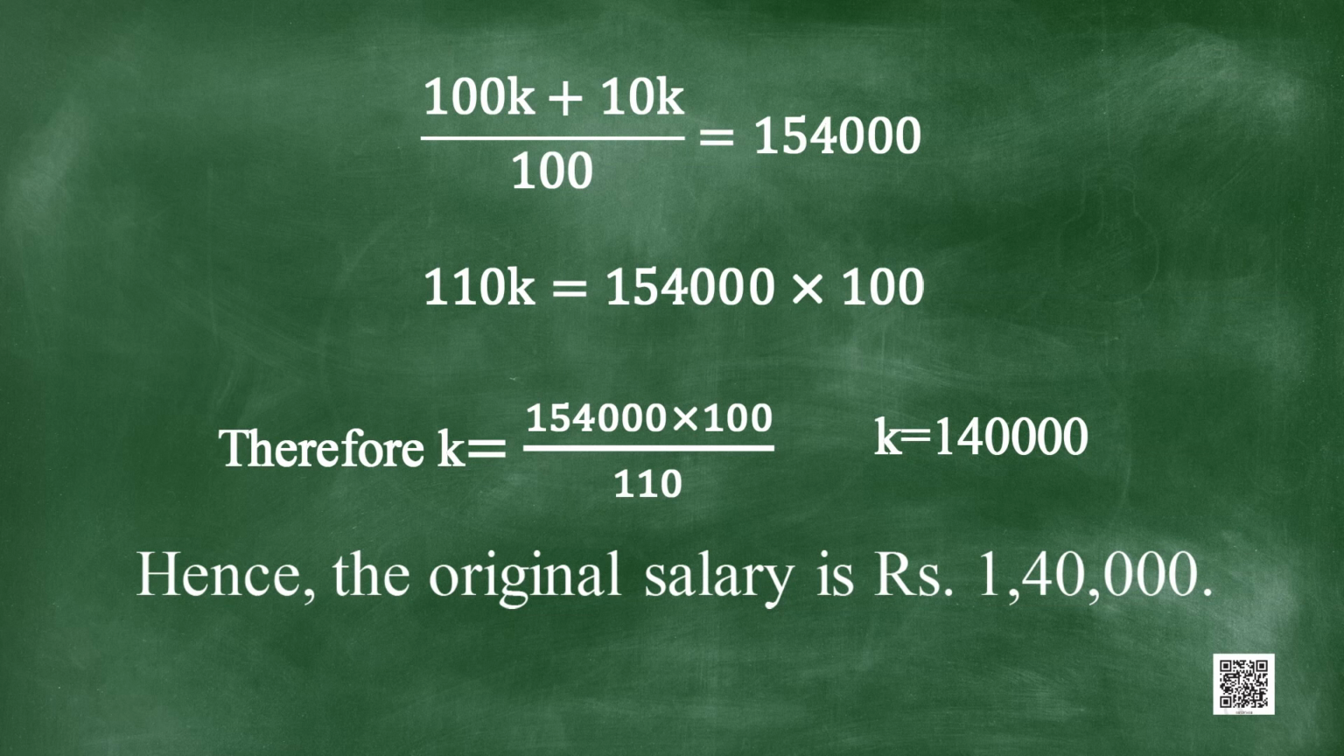So, therefore, 110k is equal to 1,54,000 multiplied with 100. So, therefore, we get k is equal to 1,54,000 multiplied with 100 divided by 110. On simplification, we get the value of k is equal to 1,40,000. Hence, the original salary is rupees 1,40,000.